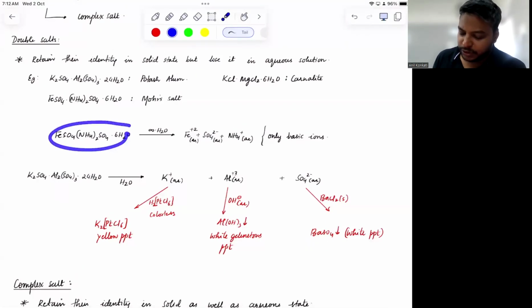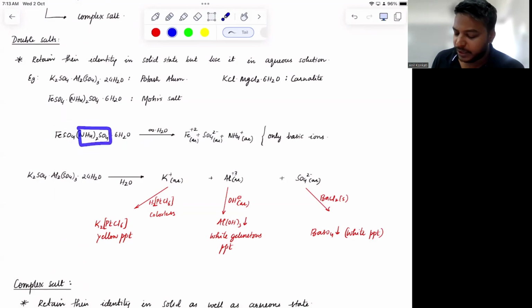Now, as Mohr's salt is added to sufficient water, you see it has lost its identity as ferrous sulfate or ammonium sulfate. Instead, in water, it is identified only as basic ions: Fe2+, SO4 2-, and NH4+.